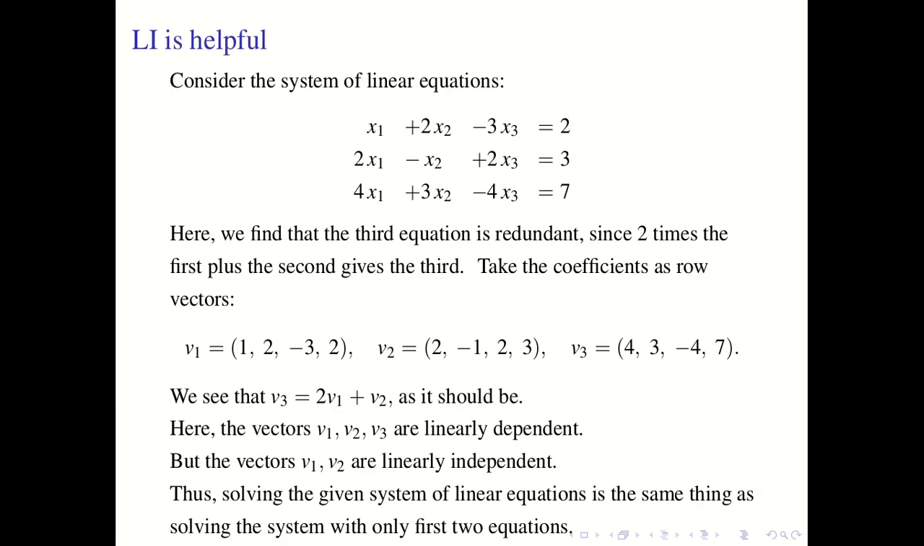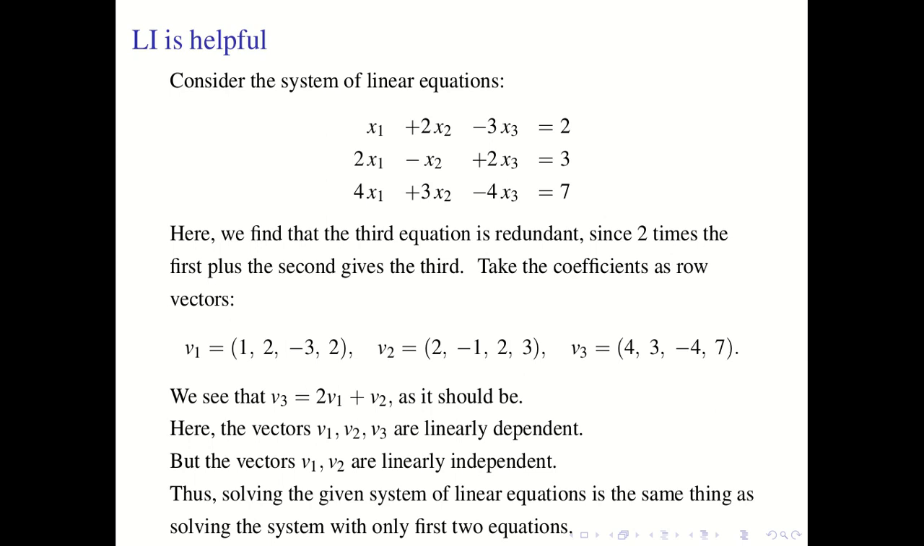Now this linear independence is helpful when we consider a system of linear equations. One instance where it is helpful: suppose I have a system of linear equations as shown on the screen. If you take the coefficients as vectors, then you get v1 equal to (1, 2, -3, 2), v2 equal to (2, -1, 2, 3), and v3 equal to (4, 3, -4, 7).